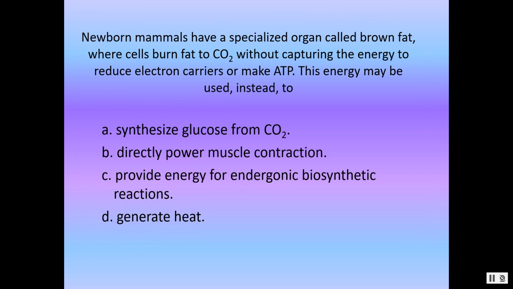What about this one? Newborn mammals have a specialized organ called brown fat, where cells burn fat to carbon dioxide without capturing the energy to reduce electron carriers. So cells burn fat without creating ATP. If we're burning fat and not creating ATP, what are they doing? They're generating heat. It makes sense because newborn baby mammals are very small, but they're warm-blooded, so they need heat. If we take fat to carbon dioxide but don't create any ATP, we're probably using it to generate heat.